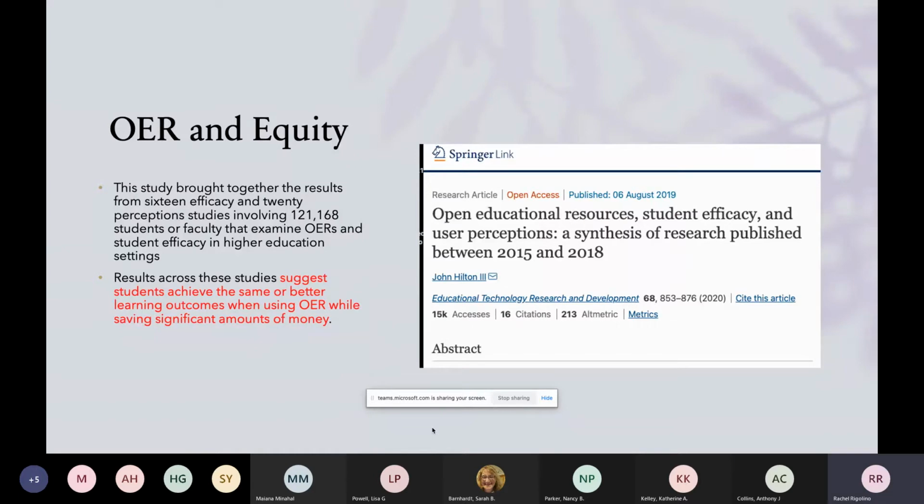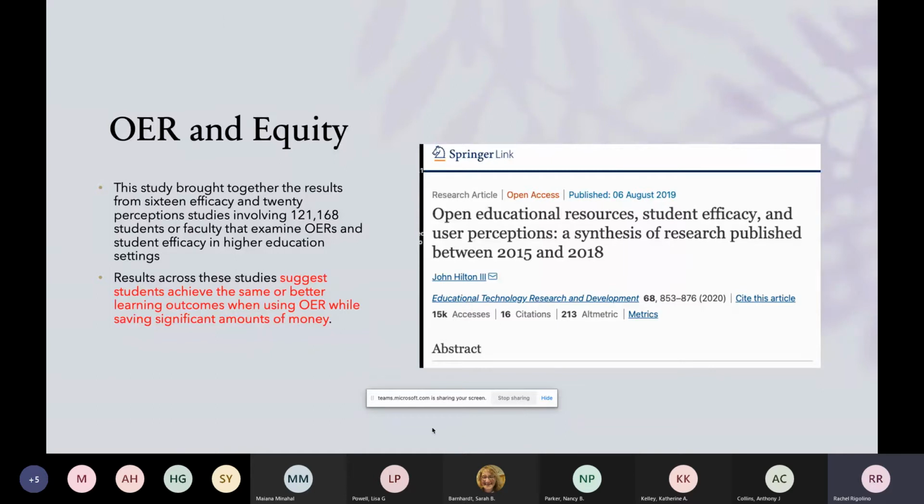So if you are positioning yourself with your institution, your administration, and saying, look, I need some release time to do this, I think now is a great time to go through the literature and pull this kind of stuff out to create an argument for creating OER initiatives.